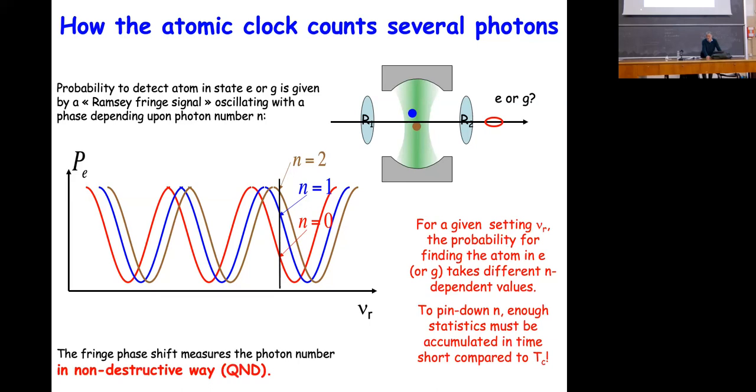Here, this seems to violate what we say, right? Because here with 1 atom, you are detecting up to 3 photons.